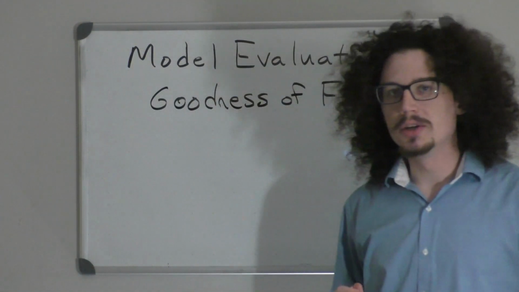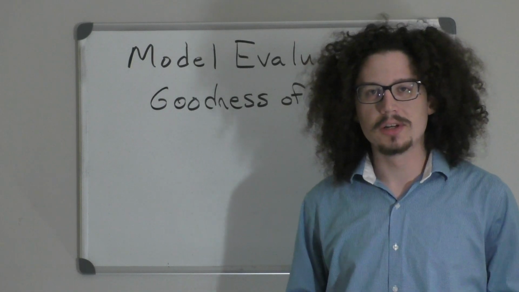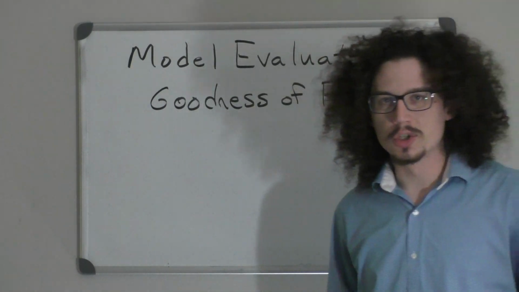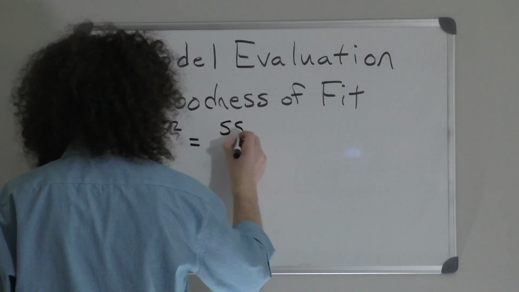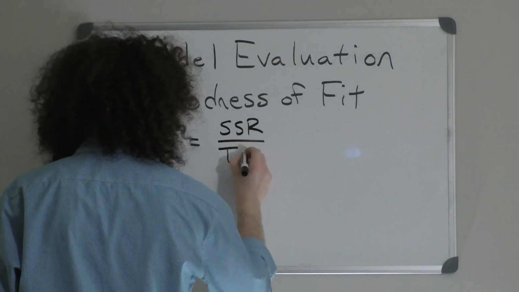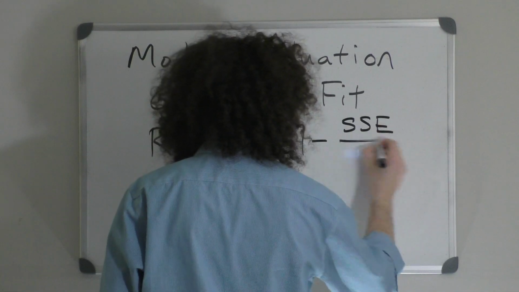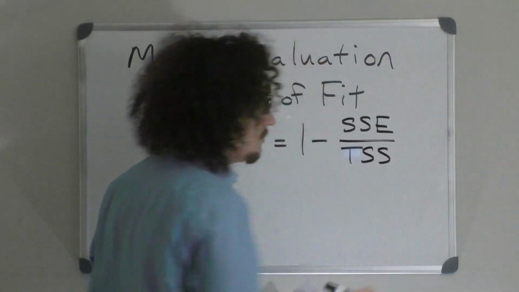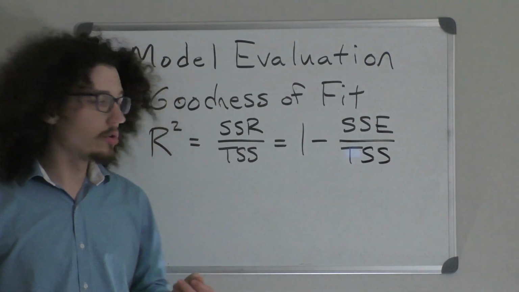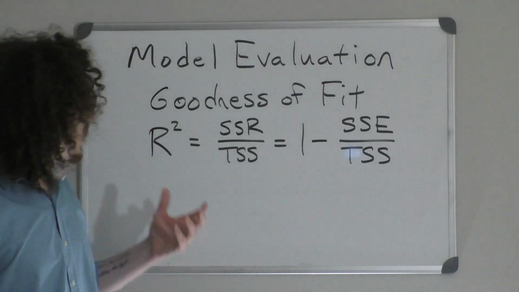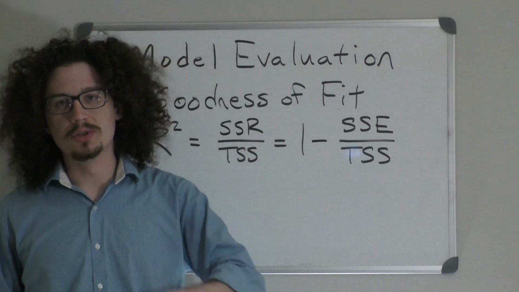When checking goodness of fit, the thing that we most often go to is our coefficient of determination, or as it's more commonly called, the R squared. Hopefully we remember this from our videos on simple linear regression. It's the same setup. R squared is the ratio of explained variation to total variation.